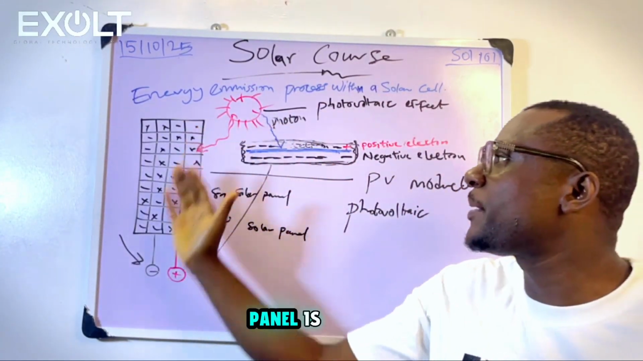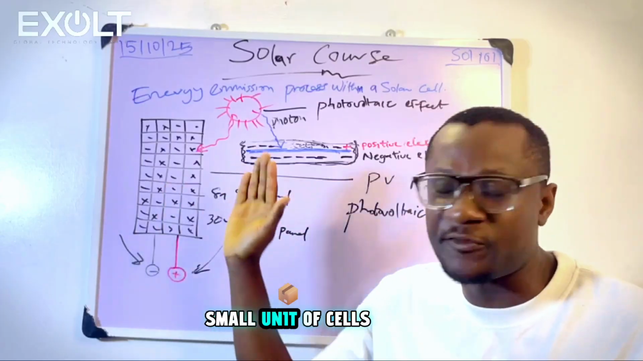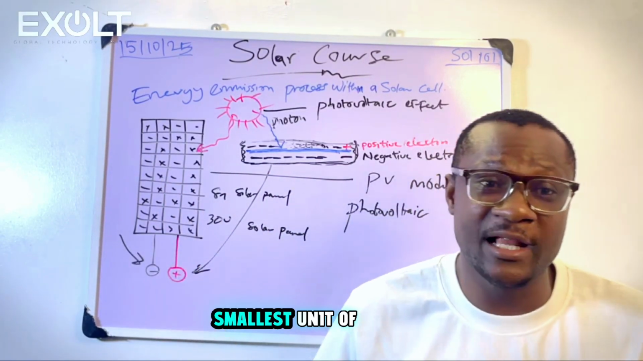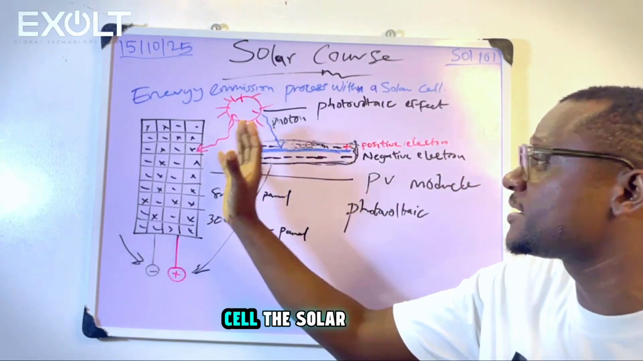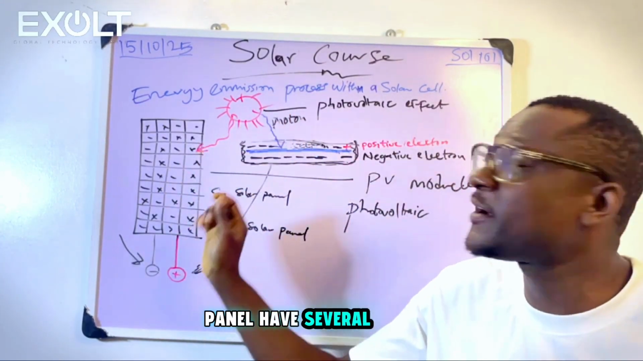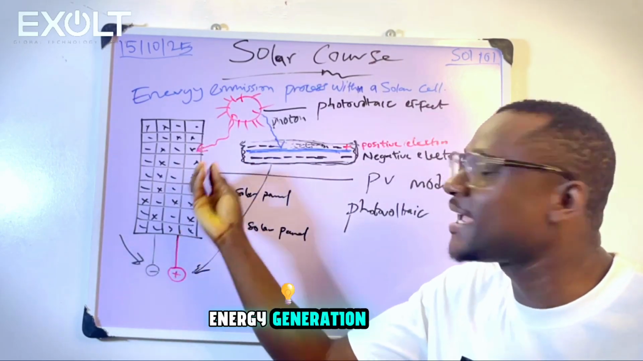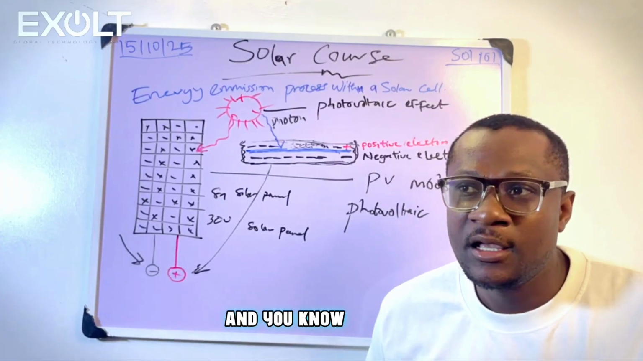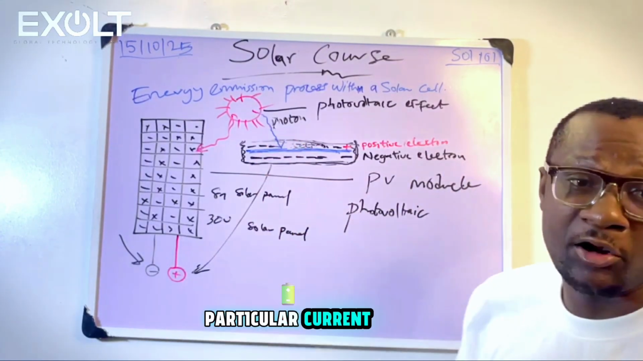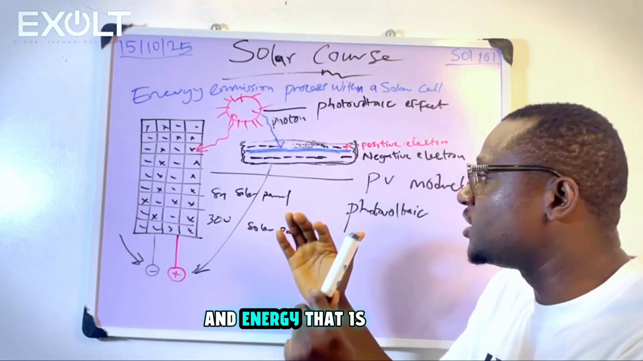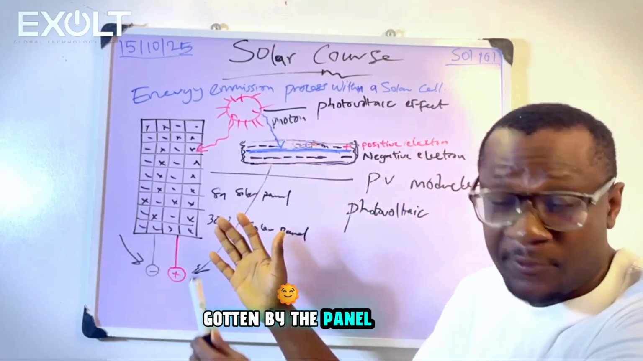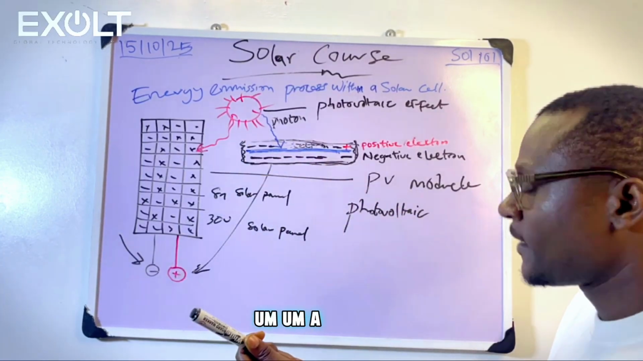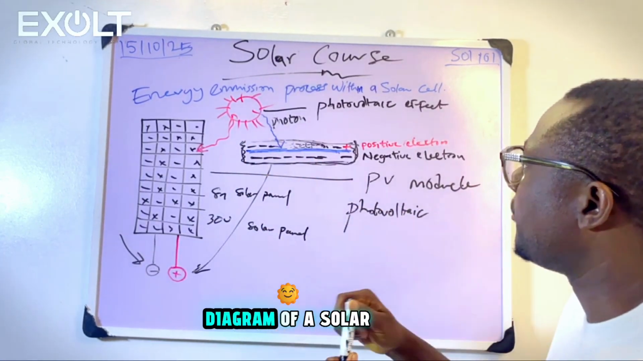Each solar panel is demarcated into small units of cells. And you know what a cell is? Basic biology: a cell is the smallest unit of life. So each of these cells in the solar panel has several units that do the energy generation, and when this energy generation is computed and gathered together, we have a particular current, a particular voltage and energy that is gotten by the panel. So let me tell you what happens. This is a bilateral diagram of a solar cell.